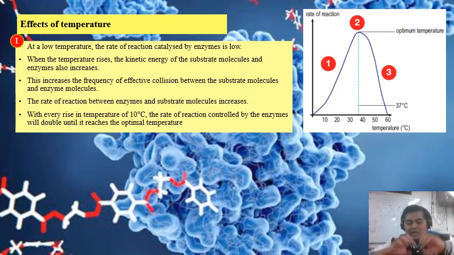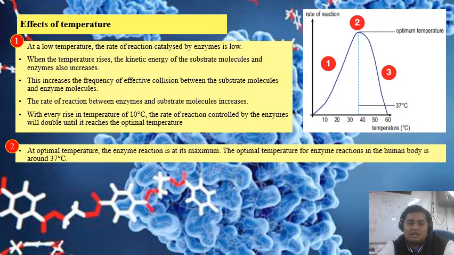So memandangkan bila dia dah start vibrate, dia mula berlanggar. So, sebab itulah kita cakap dia punya frequency of effective collision, frekuensi pelanggaran berkesan dia meningkat. Sebab apa? Contoh berlanggar pap, dia masuk dalam active site dan kita boleh terhasilkan produk. Sampailah dia sampai satu suhu, di mana kita panggil sebagai optimum temperature.